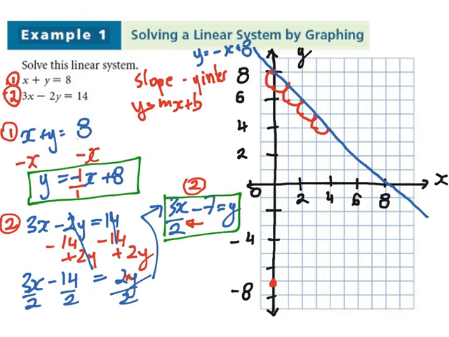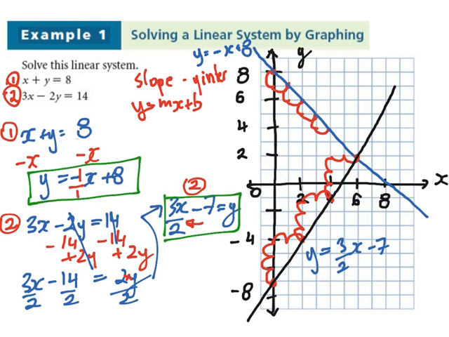And now the 3 means that for 3 units up, 1, 2, 3, we'll go 2 units across because of the denominator of 2. So 3 units up, 1, 2, 3, and 2 units across, 1, 2. So here are your points. Again, we'll continue 3 units up and 2 units across. Now we'll connect the points and we'll get our second equation, y is equal to 3 over 2 x minus 7.